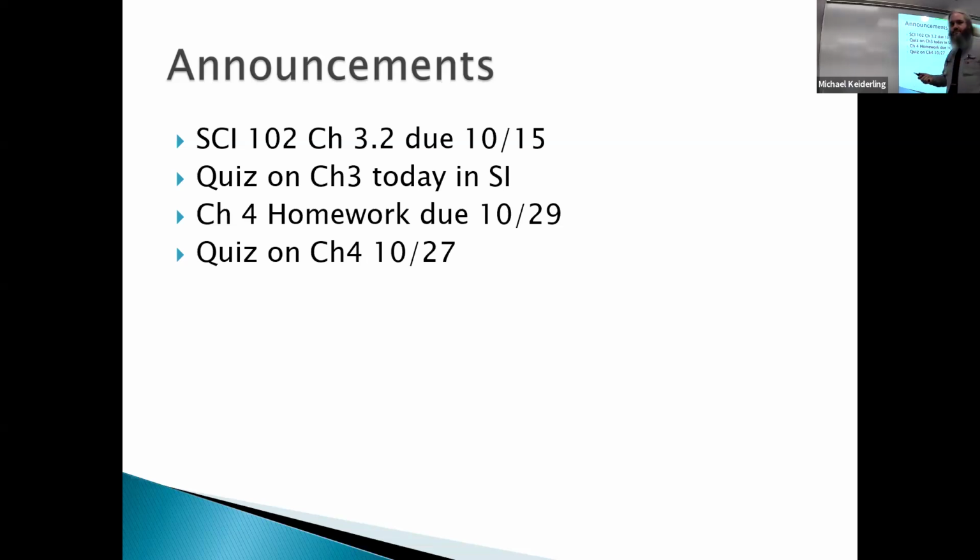So, the second chapter 3 homework is due on the 15th. The quiz on chapter 3 was today in SI. The chapter 4 homework is due on the 29th. The quiz on chapter 4 will be on the 27th.